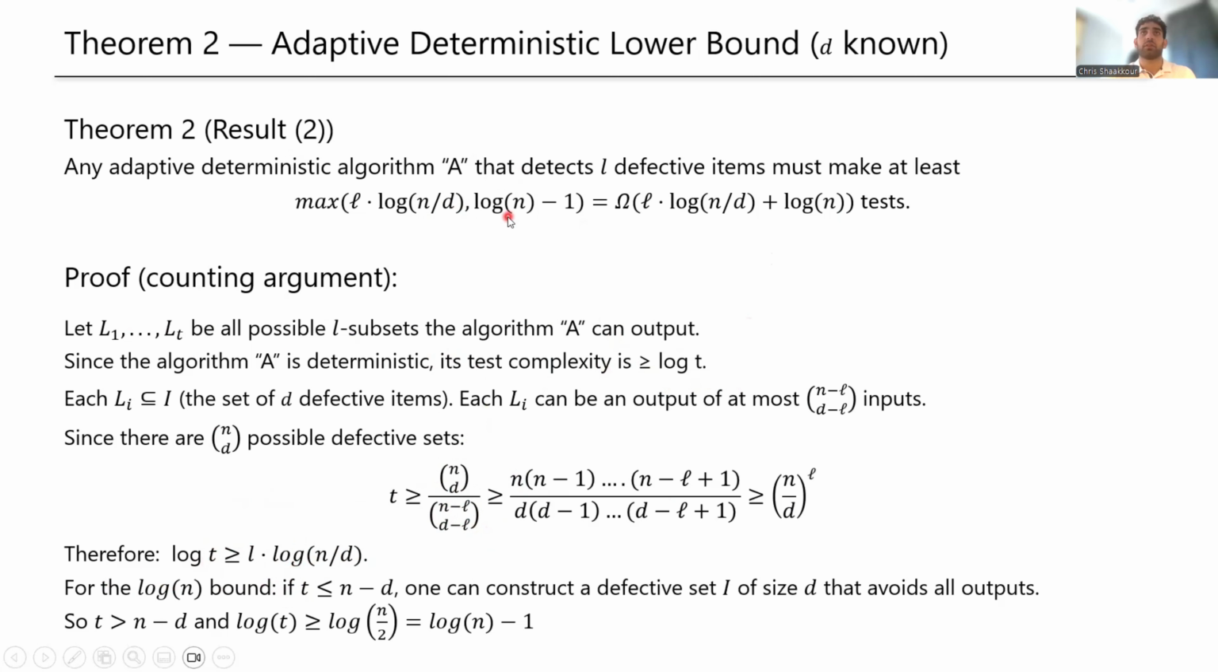And for the additive log n minus 2 bound: if T is smaller than n minus D, one can construct a defective set of size D that avoids all outputs. So we get that T is greater than n minus D. If we take log on both sides, we get that log T is greater than or equal to log(n divided by 2), which equals log n minus 1. This is why we get the additive term, and the test complexity is the maximum between those two operands.